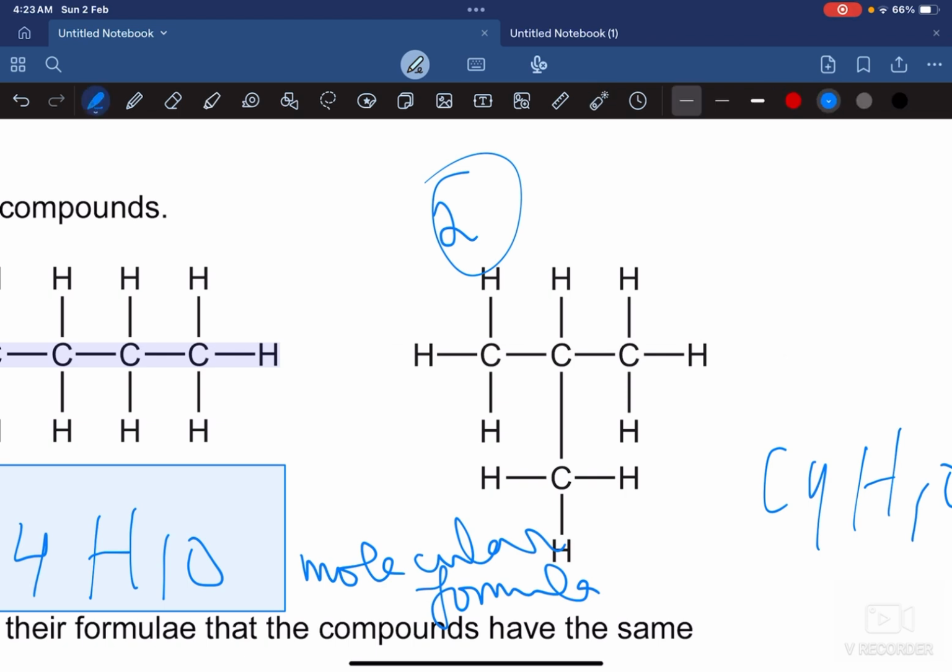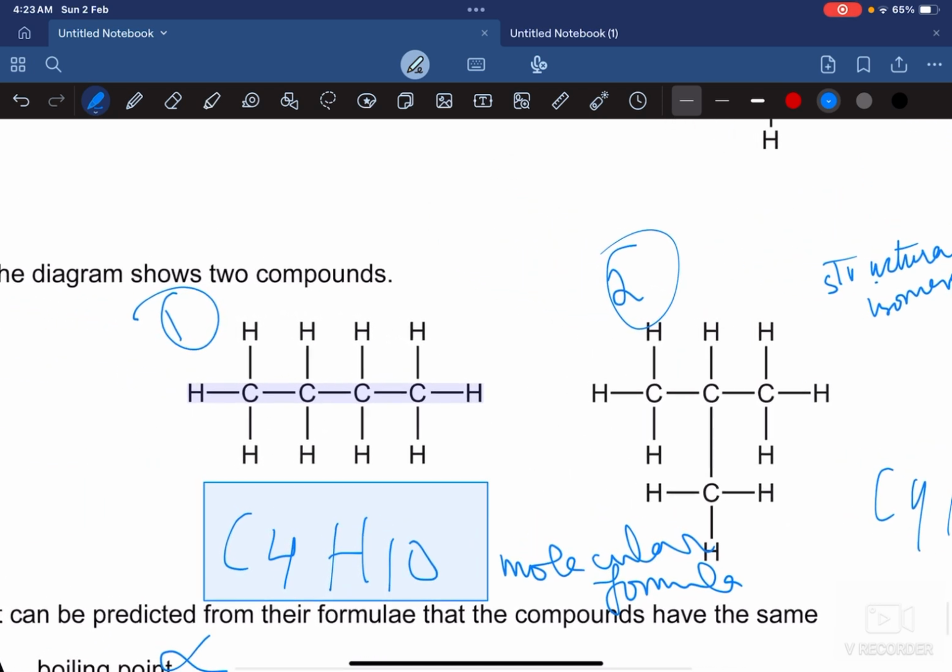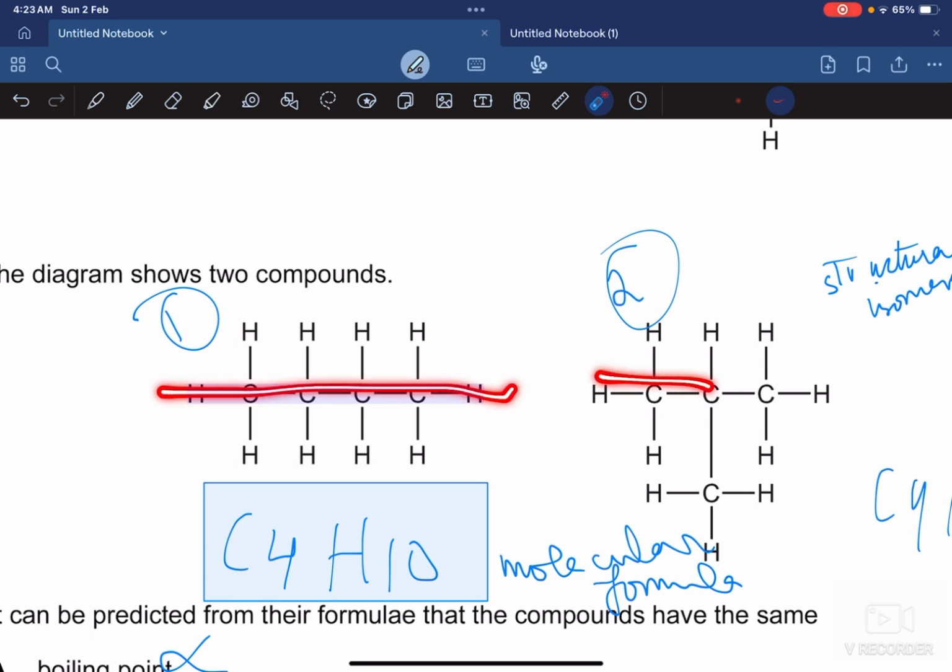These both are structural isomers of each other. Why are they structural isomers? Because I cannot join them in one go, and they have different structures. This is a straight chain butane and this is a branched butane. Okay, there's a branching on this second carbon.